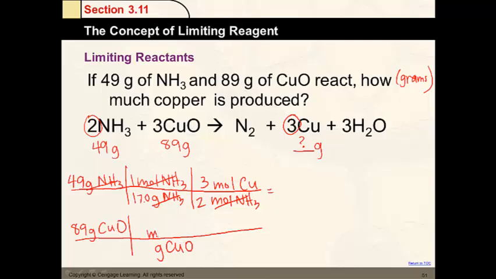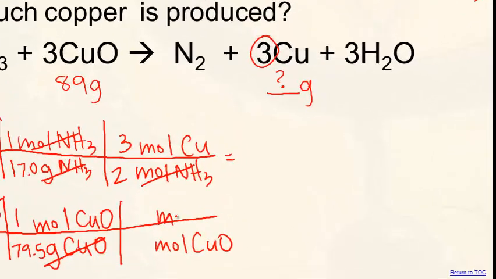Now I'm going to move down to the bottom example. And for every 1 mole of copper oxide, well, let's see, copper is 63.5 plus oxygen, which is 16, so it's 79.5 grams. And that cancels out. And from moles of copper oxide to moles of my product, which is just copper, it is, let's see, a 3 to 3 mole ratio. All right, we'll do both of these calculations.